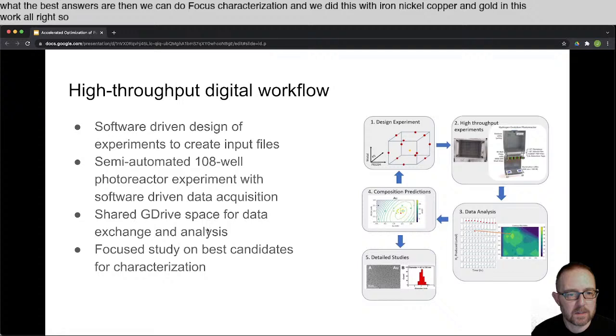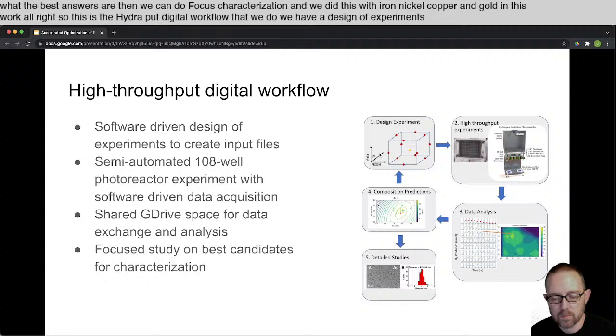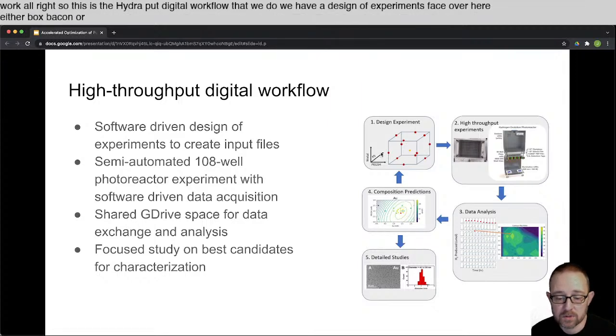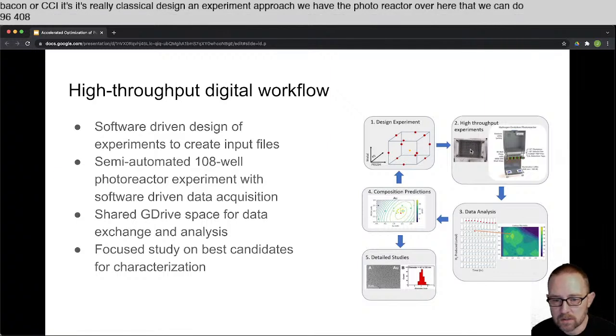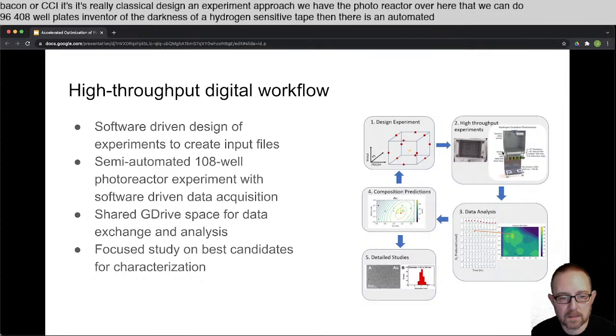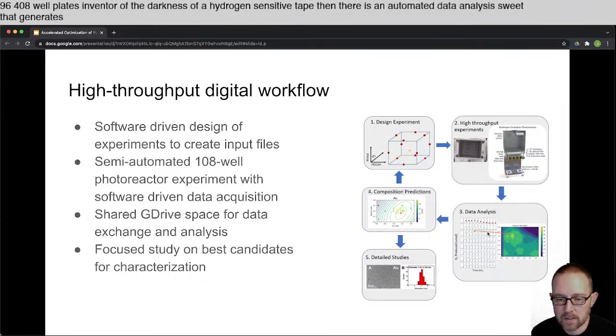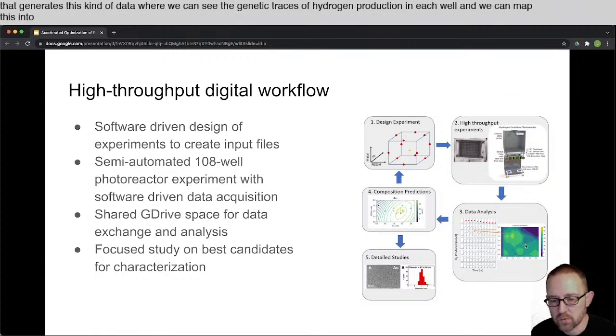This is the high throughput digital workflow that we do. We have a design of experiment space over here, either Box-Behnken or CCD. It's really a classical design of experiment approach. We have the photoreactor over here, where we can do 96 or 108 well plates and measure the darkness of a hydrogen-sensitive tape. Then there is an automated data analysis suite that generates this kind of data, where we can see the kinetic traces of hydrogen production in each well, and we can map this into this contour plot that shows us where the best spot is.